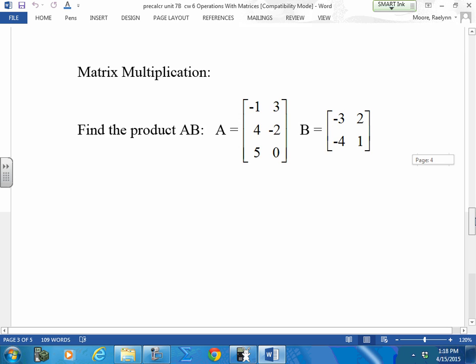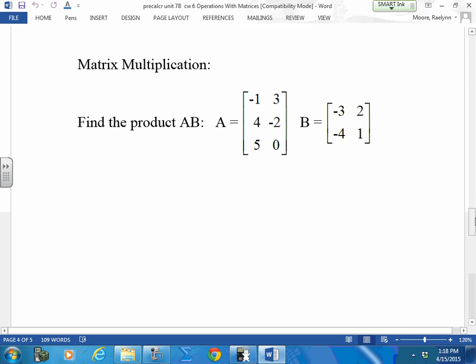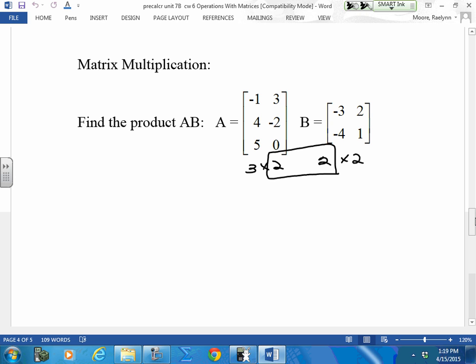Now, I need your undivided attention for multiply. This is the only one that I require you to do by hand. You can check it on your calculator, but anytime we multiply, I need you to be able to do these by hand. And the first thing we do is pull out the order of both of these. This is a 3 by 2, and right next to it, this is a 2 by 2. The innermost ones have to be the same, or you can't multiply these.